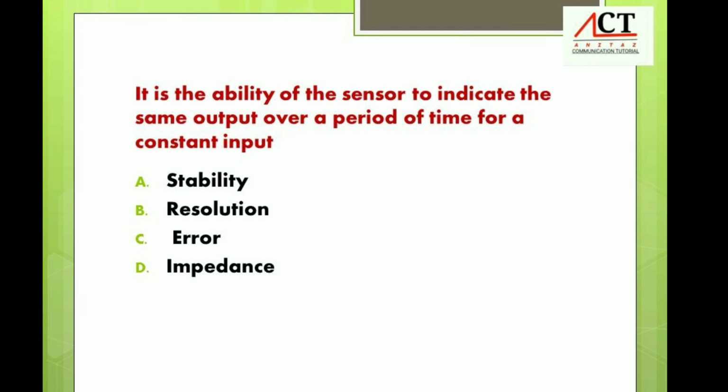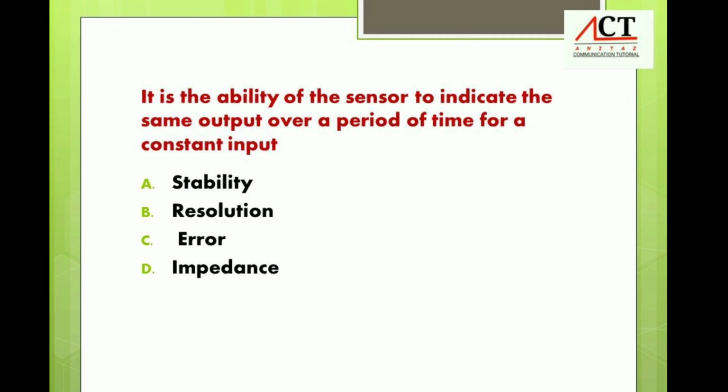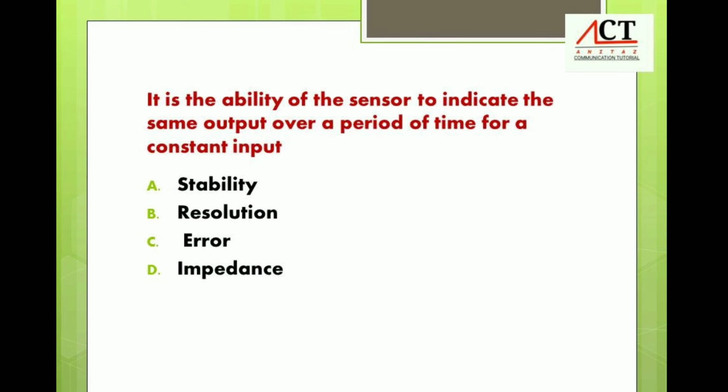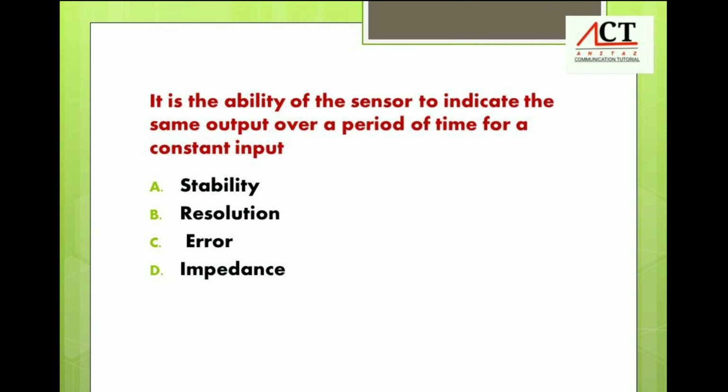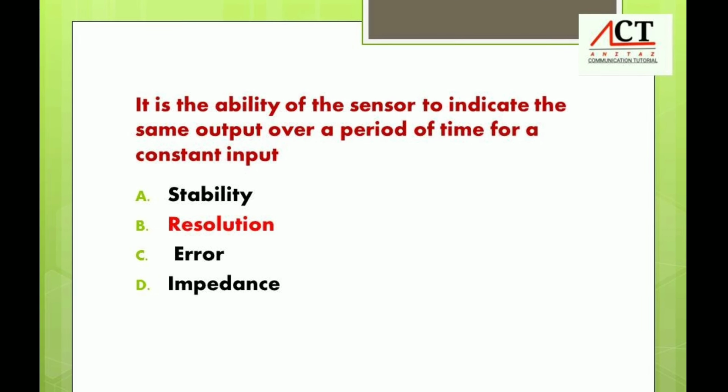Next question is, it is the ability of a sensor to indicate the same output over a period of time for a constant input. Option A, stability, B, resolution, C, error, and D, impedance. And the correct answer is option B, that is resolution.